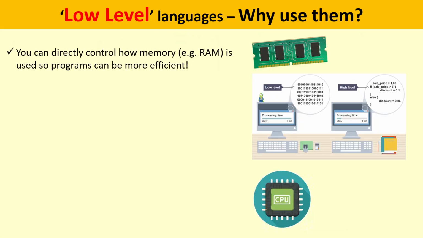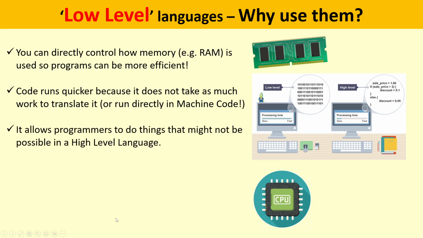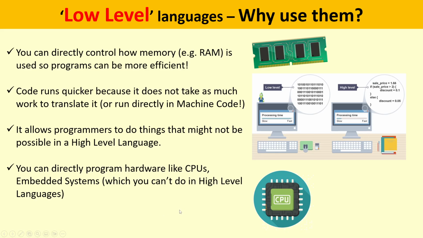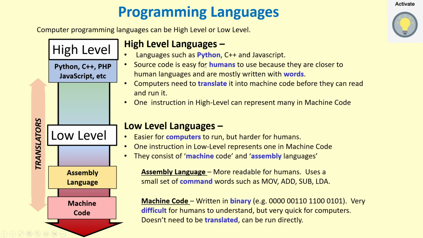So why use them? Why use low-level languages at all? The good thing is it's more memory efficient. You can directly control how memory is used. The code will run quicker because it doesn't take as long to translate it. And it allows programmers to do things at low level that might not be possible at high level. And it's good for programming things like embedded systems. You can directly control them. So there we go. There's your differences: high level and low level.